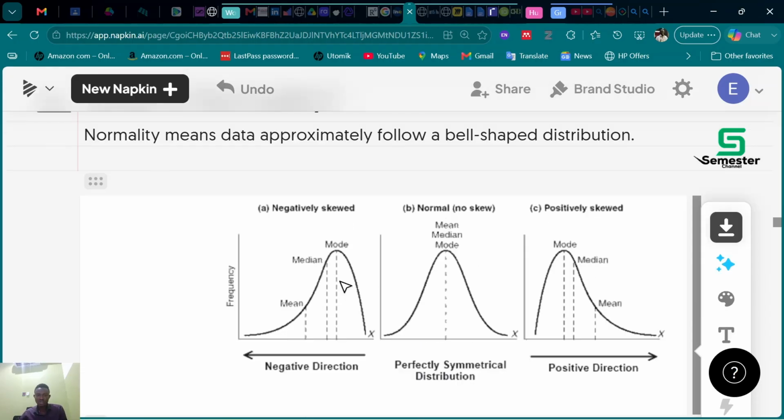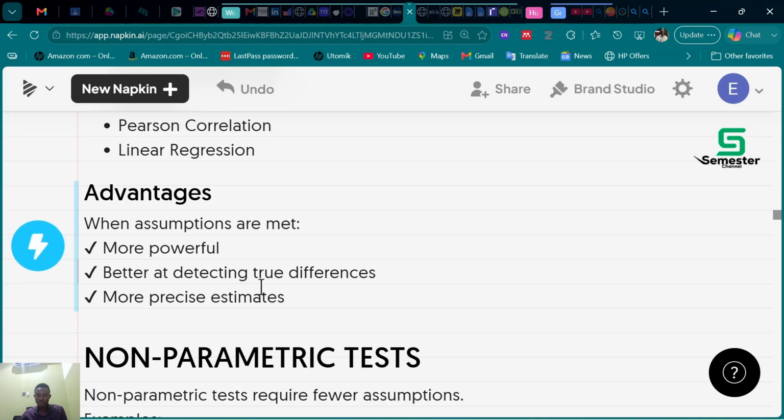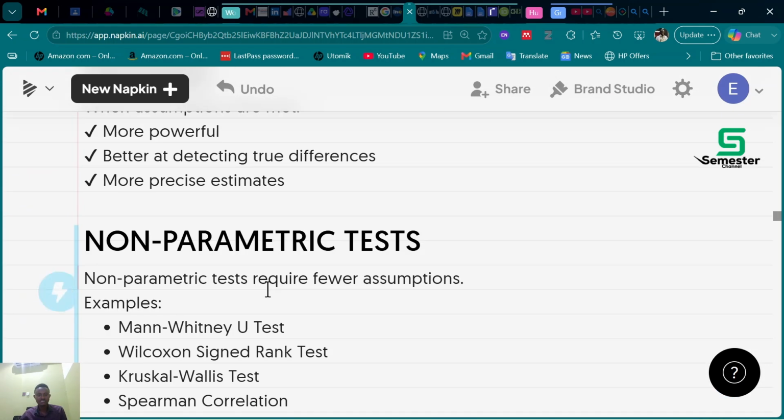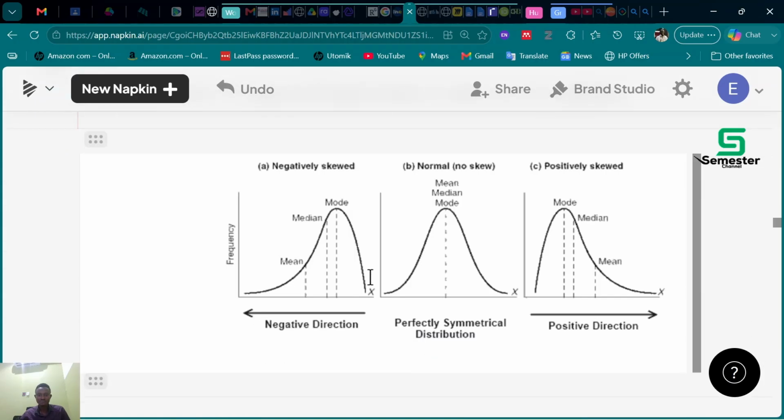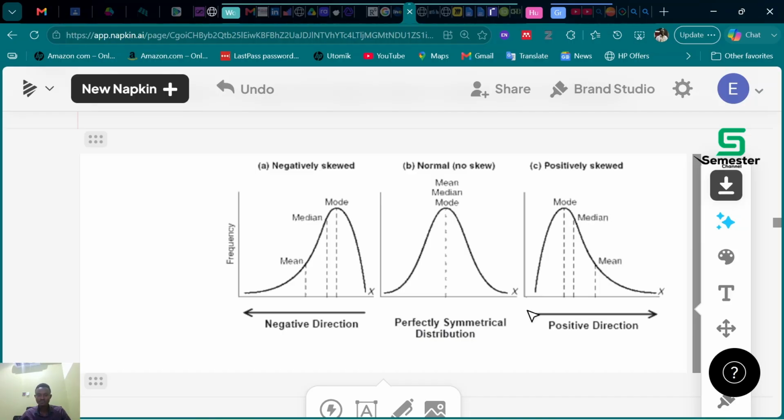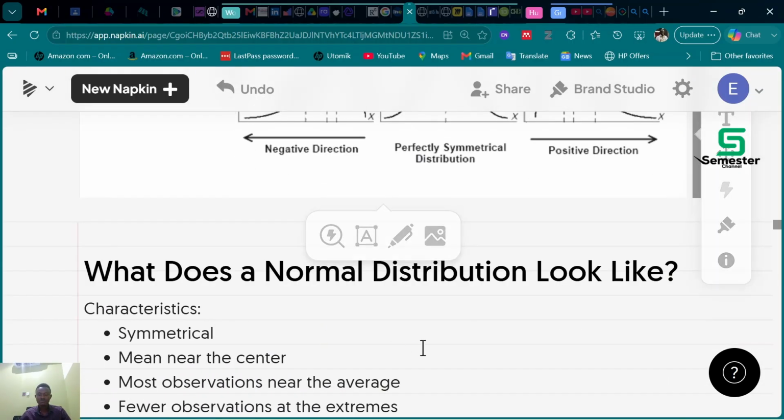So that's why we said parametric tests are more powerful. They detect true differences and give more precise estimates because everything is in the middle. But for negatively or positively skewed data, these three measures are just all over the place. Okay, now let's move on.